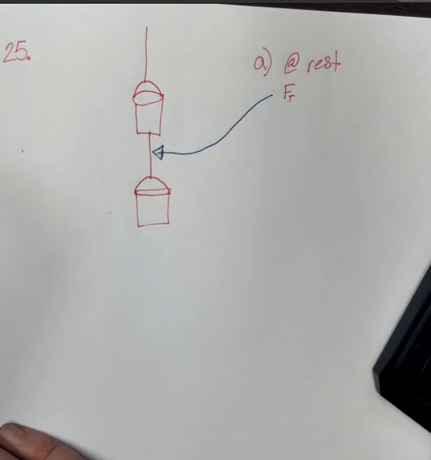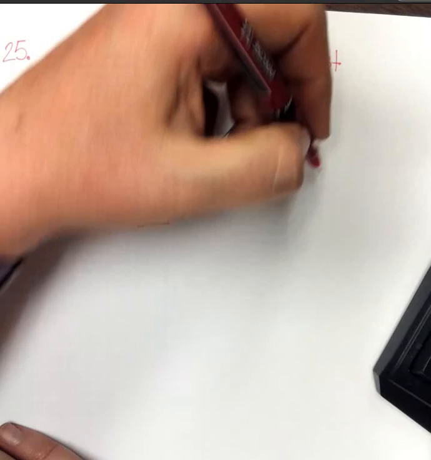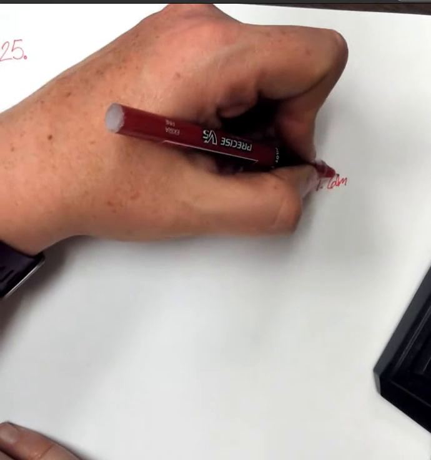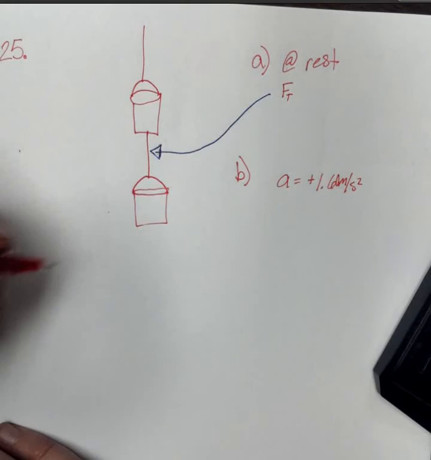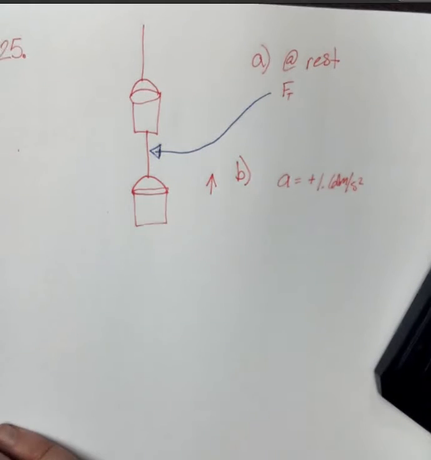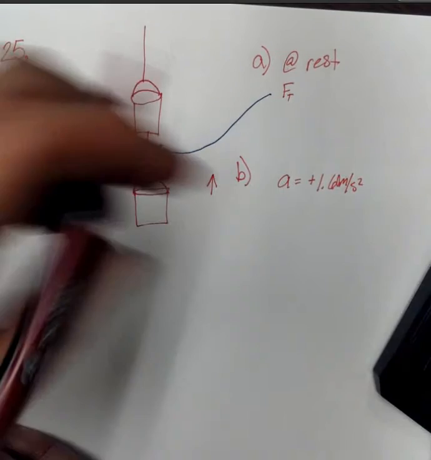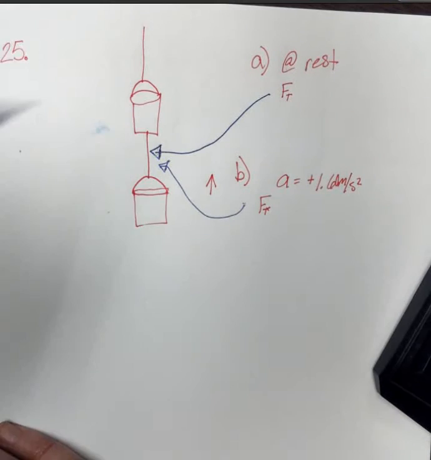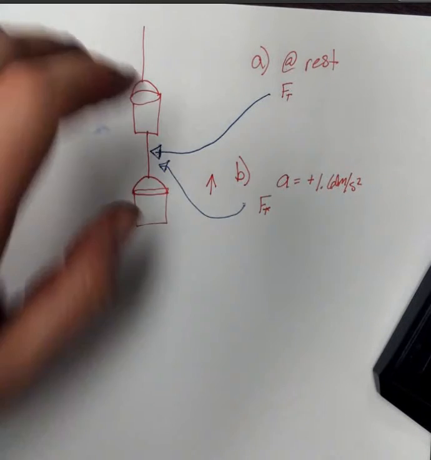And for B, when the two buckets are pulled upward with an acceleration of 1.6 meters per second squared. So when acceleration equals positive 1.6 meters per second squared, that means that it's accelerating in the upward direction. We still want to know what the force of tension is for this cord right here that's separating them. And so that means that you're going to have to solve for both buckets.